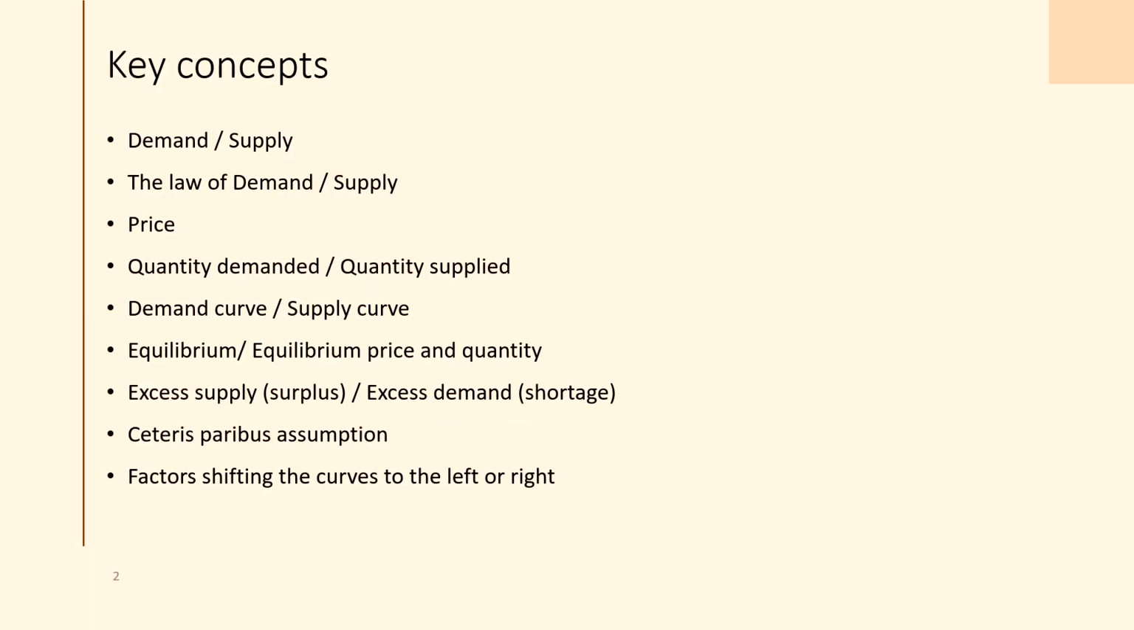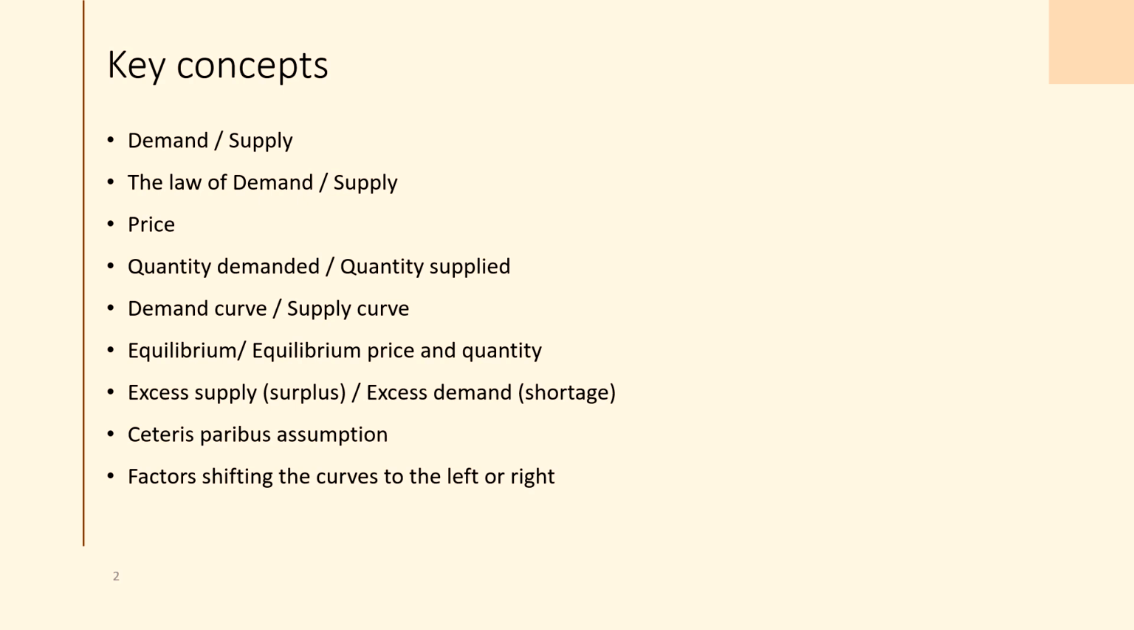Before we dive deeper, let's go over the key terms you need to understand. We start with demand and supply, which represent consumers' willingness to buy and producers' willingness to sell. Then we have the law of demand and the law of supply, which describe how price affects quantity demanded and supplied. We also need to understand price, which is the value of a good or service, and quantity demanded and quantity supplied, which refer to specific amounts at a given price.